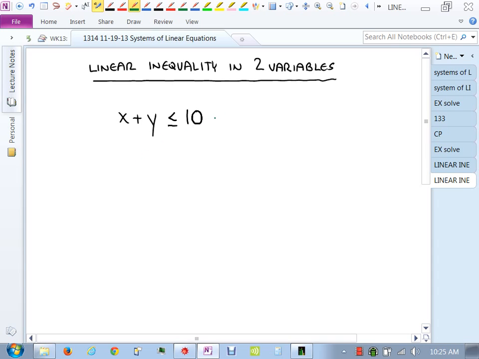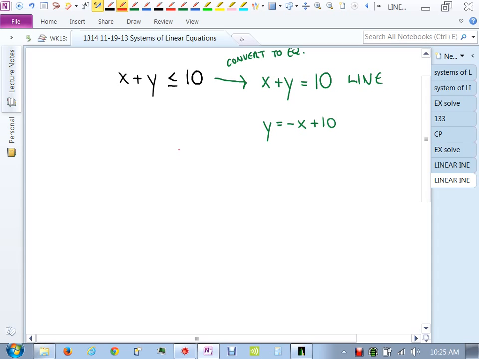If I were to take this and convert this into x plus y equals 10, then that's a line, right? I'm converting it to an equation. If it was an equation, which it's not, I would have a line. And I could graph that line using what I know about y equals mx plus b, couldn't I? All right, so let me go ahead and do that. I'm going to draw this line quickly.